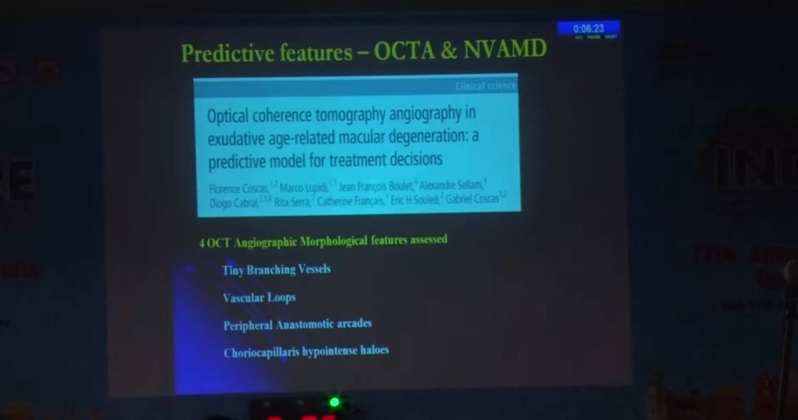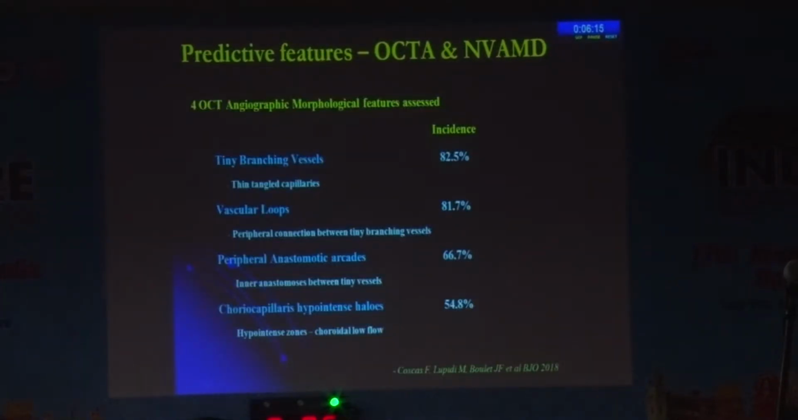Four OCT angiographic morphological features were assessed: tiny branching vessels, vascular loops, peripheral anastomotic arcades, and choriocapillaris hypointense halos. The tiny branching vessels, which are thin tangled capillaries, we'll look at in a minute, and the vascular loops, which are peripheral connections between these tiny branching vessels, were above 80%. Peripheral anastomotic arcades, which are inner anastomoses between tiny vessels, and choriocapillaris hypointense halos, which is because of the choroidal low flow along these vessels, were lesser.